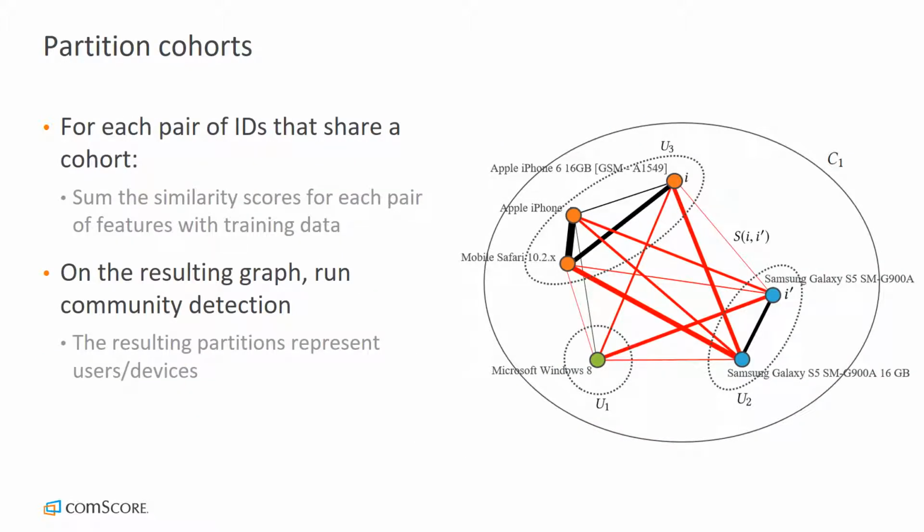For each pair of identifiers that share a cohort, we sum the similarity scores for each of their pairs of features. We then interpret these scores as edge weights and perform community detection on the resulting graph to generate a partitioning of the nodes into user or device level groupings.